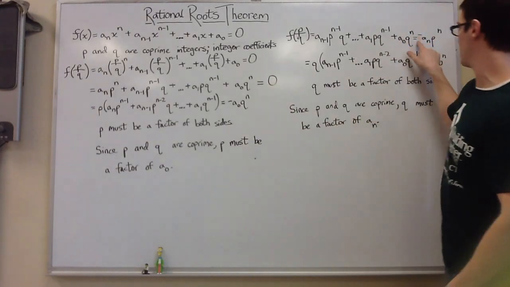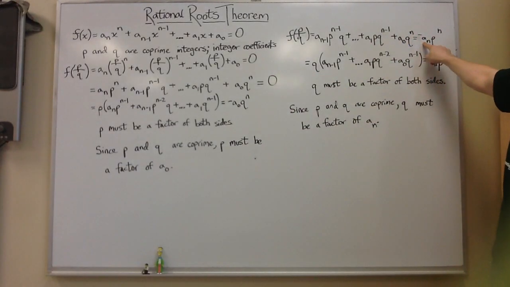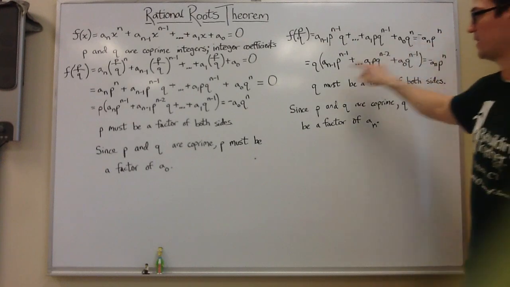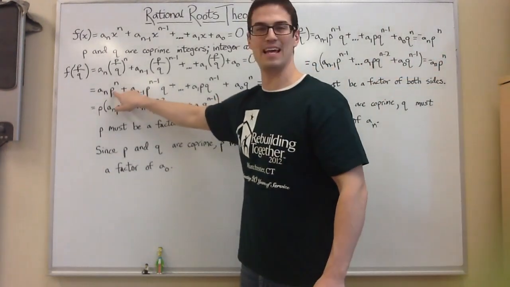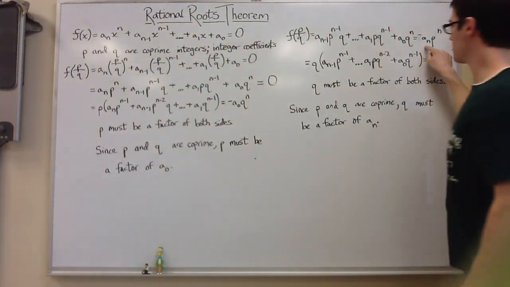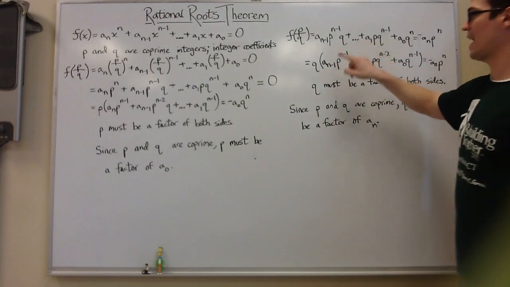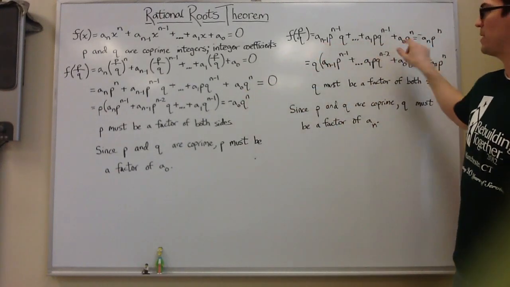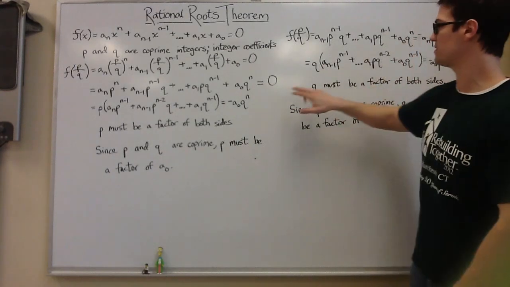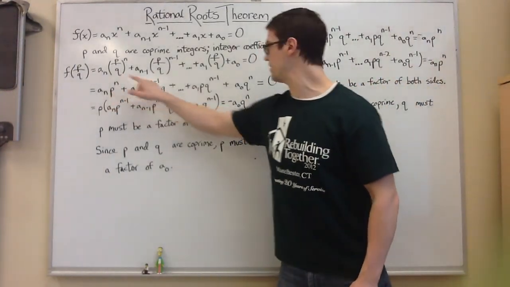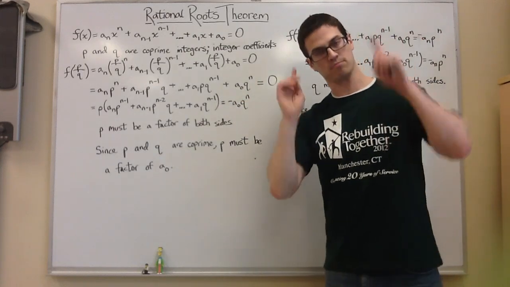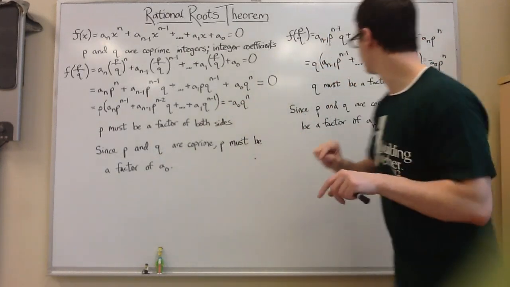So as you can see right here, it says negative an times p to the n power. That's all I did, is subtract off this an p to the n and put it on the other side. And I kept this a0 q to the n on that side. So basically I did the same thing I did here, only instead I moved the an p to the n instead of the a0 q to the n. I know this is getting tricky, but you can watch this multiple times.